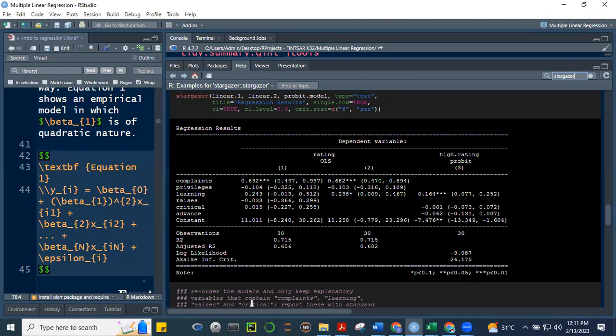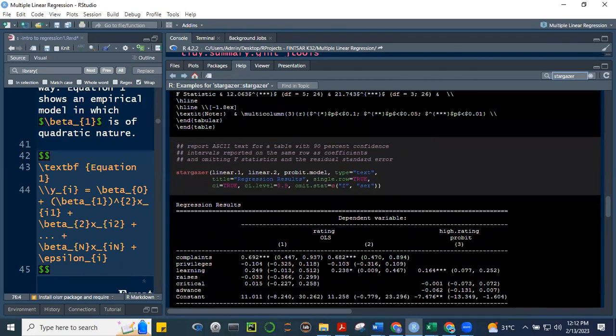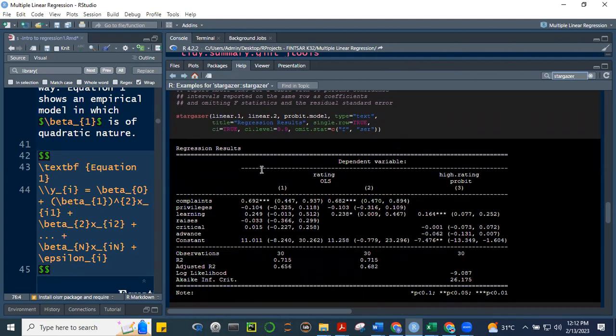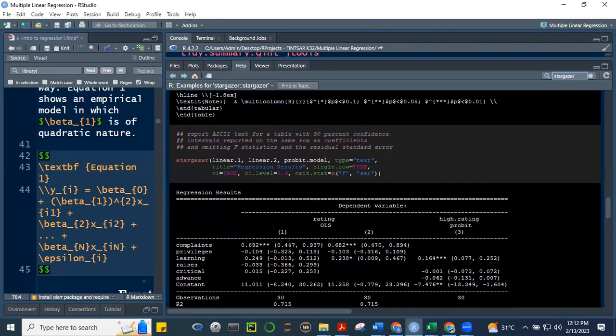Diba maganda, maayos. Hindi katulad ng simple lang na table, this gives us a beautiful, publishable output ng ito, OLS. Dependent variable, etc. So this is an example of Stargazer. Tinitingnan dito, may model 1 tayo, may model 2, may probit model. Tapos the Stargazer function is able to summarize the output and put it in a clean table.